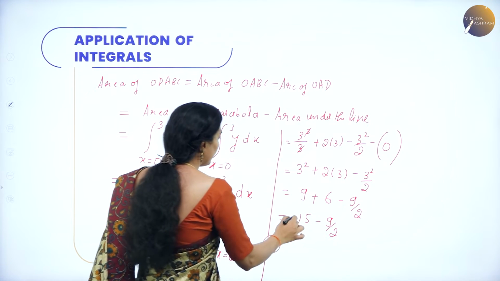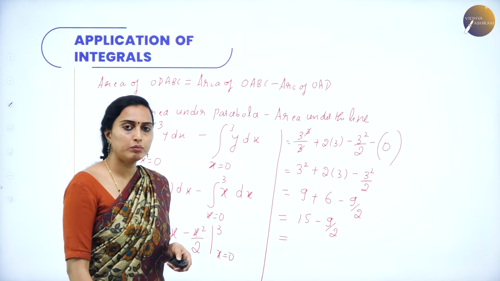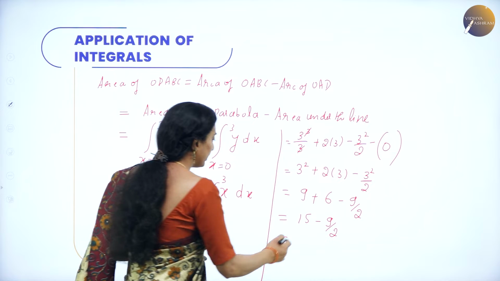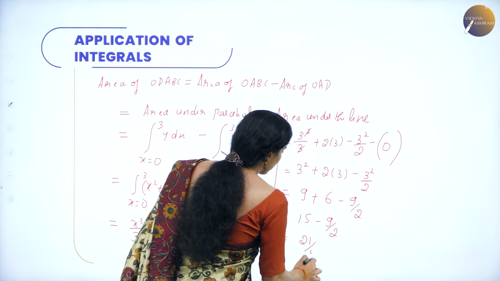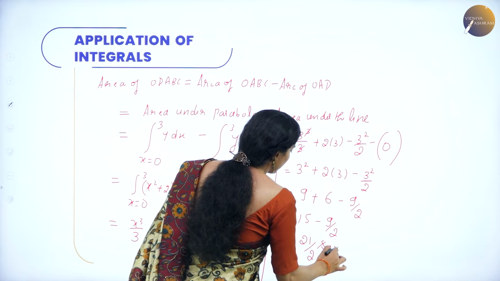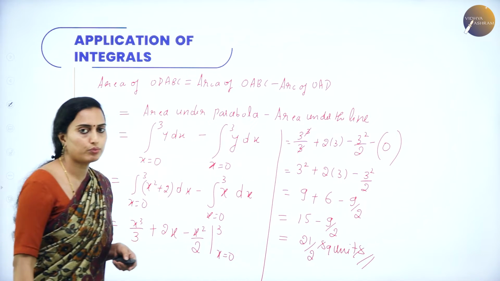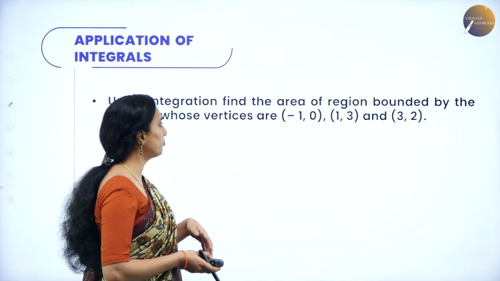Now you can simplify this. 15 2s are 30. 30 minus 9 will give you 21 divided by 2. So 21 by 2 square units. That's it, the answer for this question. Okay, I hope you understood this one also. Now we'll be moving on to the next problem.